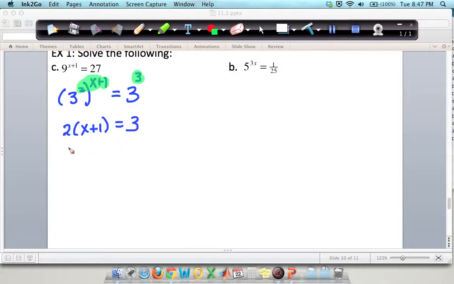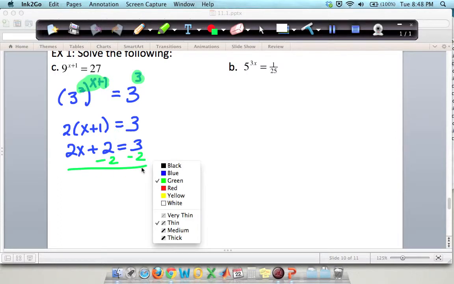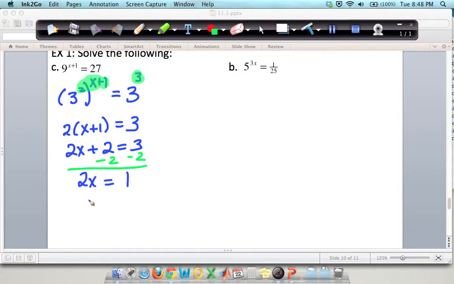So here I'm going to distribute 2. So I get 2x plus 2 equals 3. Subtract 2 from both sides. And we're going to get 2x equals 1. Divide both sides by 2. And I get x equals 1/2.